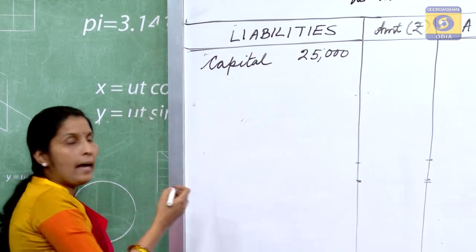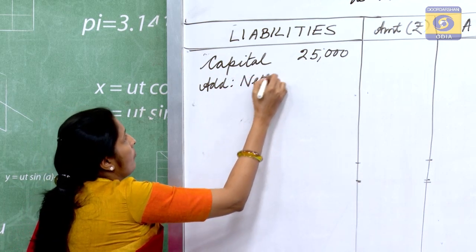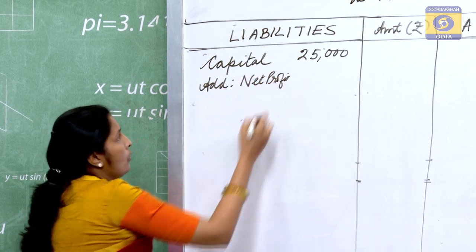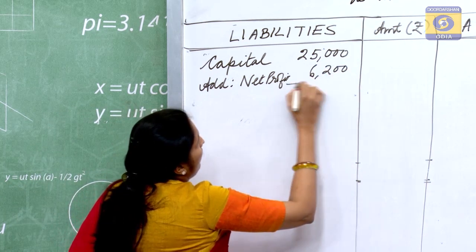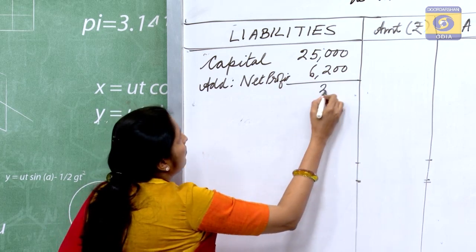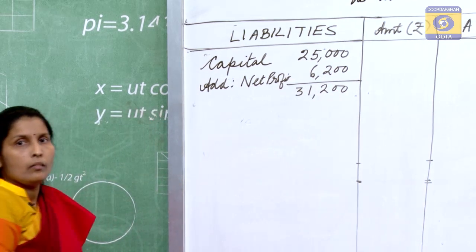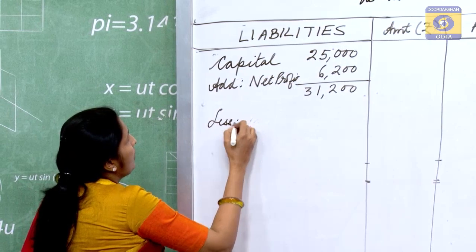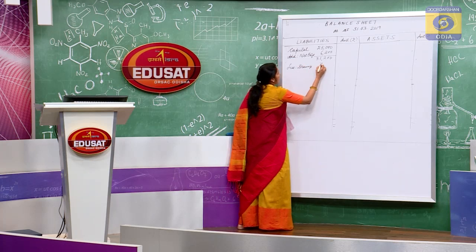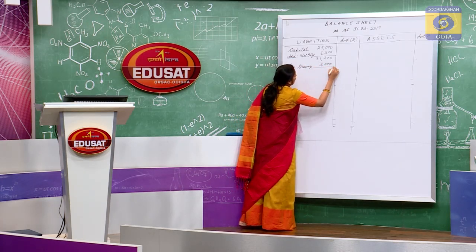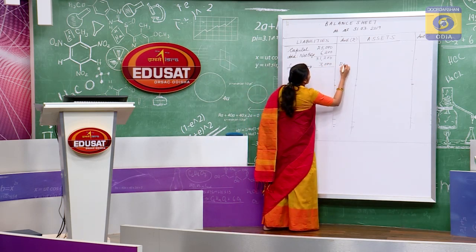To capital we will add net profit. So add net profit. The net profit which we calculated from the profit and loss account was 6,200. So the total is 31,200, less drawings. We will deduct the drawings from here. So, the amount of drawings given to us is 3,000. So, 31,200 minus 3,000, that is 28,200.